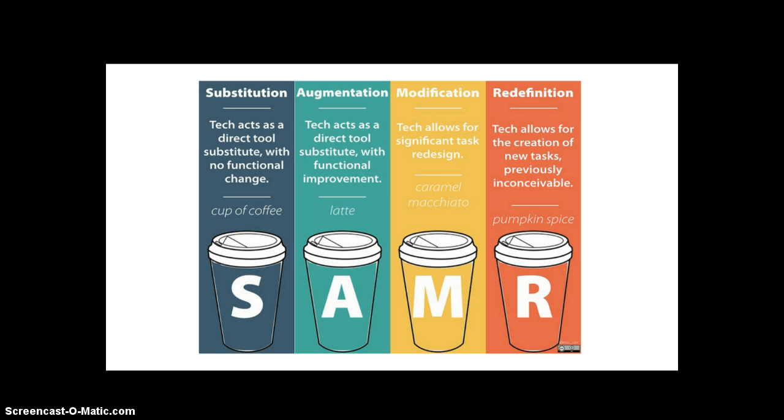To look at it another way, here's the SAMR model again, this time starting from the left and going to the right. If you were looking at coffee, let's say, for substitution, a regular cup of coffee would be using technology at its most basic form. A good way to start, for sure. And then when you take coffee and you turn it into a latte, that would be augmentation. That would be taking it a step further, making a functional improvement to what you're already doing. From that point, maybe you turn that latte or that coffee into a caramel macchiato.